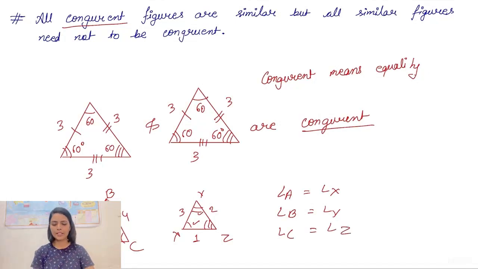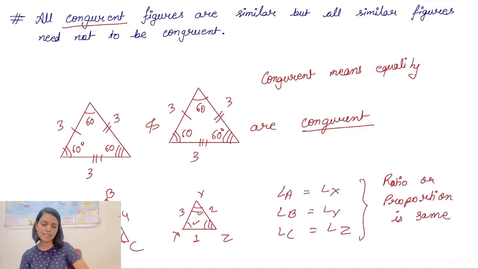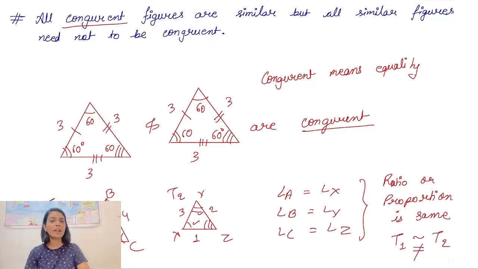These are equal angles, but are the sides equal? This is 6, this is 3. Is this equal? No, this is not equal, but they are in the same ratio as the small triangle. That means the ratio or proportion is the same. Let's name this triangle 1, T1, and this triangle 2, T2. That is, triangle 1 is similar to triangle 2 but not equal to triangle 2.